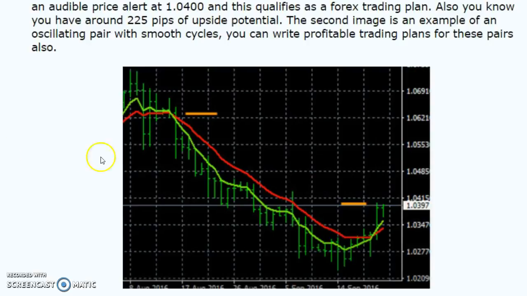Here's a quick example. You're looking at the D1 time frame on this particular pair. Well, I've already got a lot of information, and I'm only looking at one time frame. Number one, you're starting a new trend. Number 2, you have 225 pips of potential. And I'm just looking at one time frame.